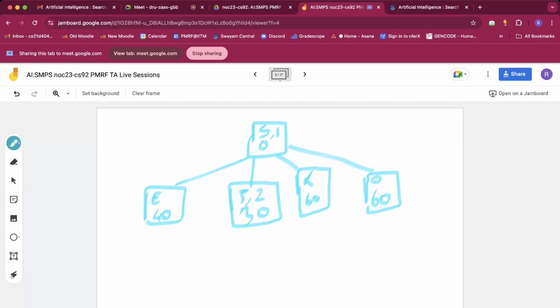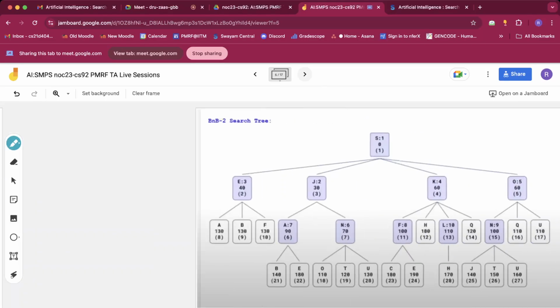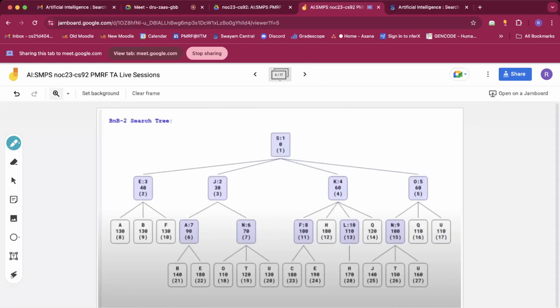Okay, but when we expand J, in this case we won't allow another S. We will only allow N, which would have cost 70, and A, which would have cost 90. Okay, no addition of S will be there because we are preventing cyclic refinements. Okay, if this is clear, let's look at the full search tree.